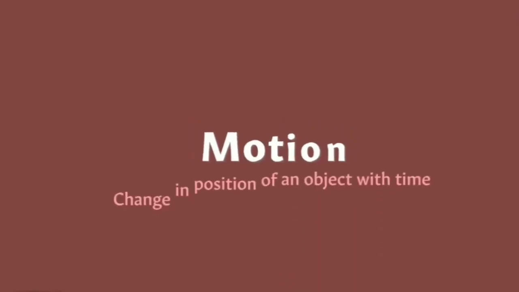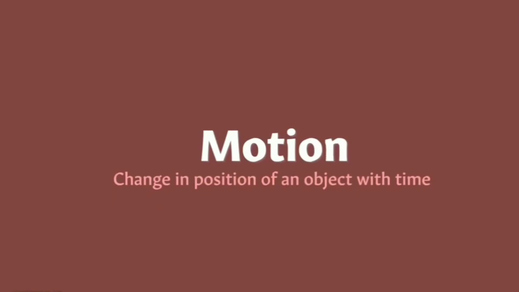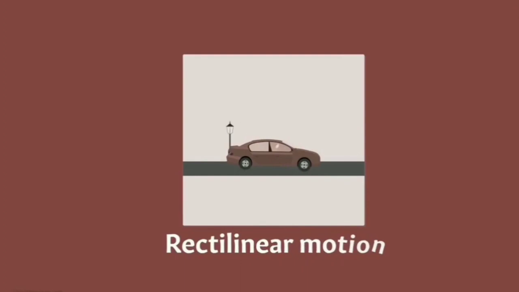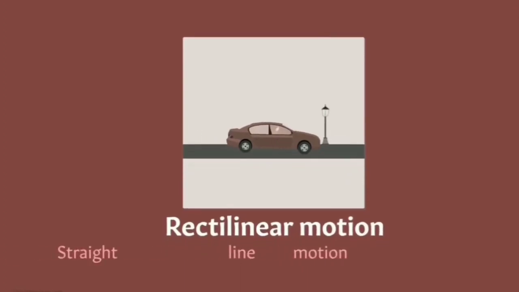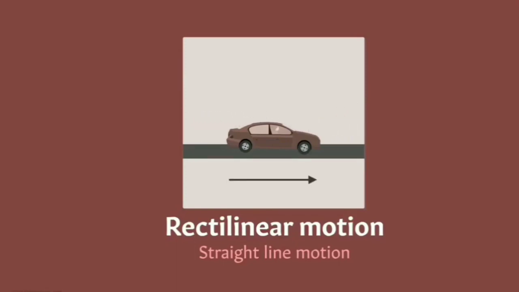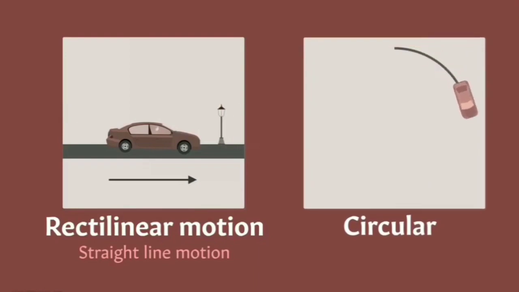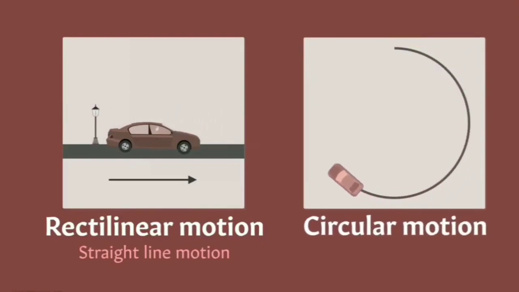In the previous video, we studied what motion is. We also saw one type of motion called the rectilinear motion. It's nothing but straight line motion. In this type of motion, the path of a moving object is a straight line. But what if the path of a moving object is circular? Yes, you guessed it correctly. If an object is moving in circles, it's undergoing circular motion.